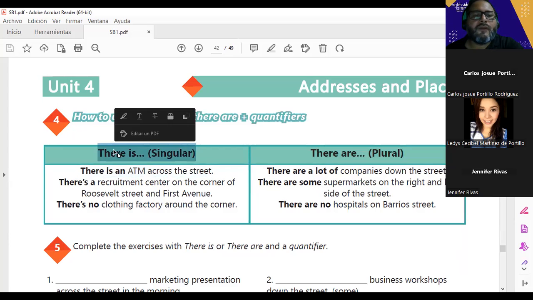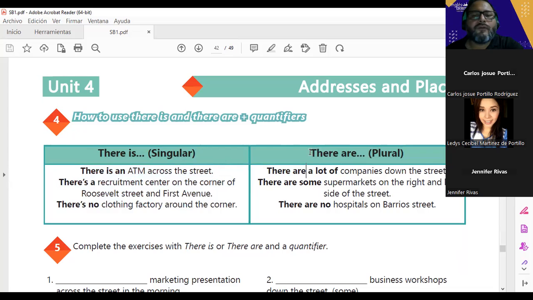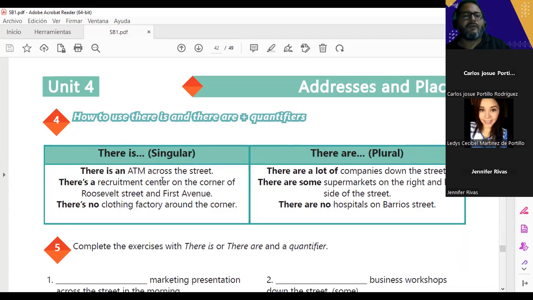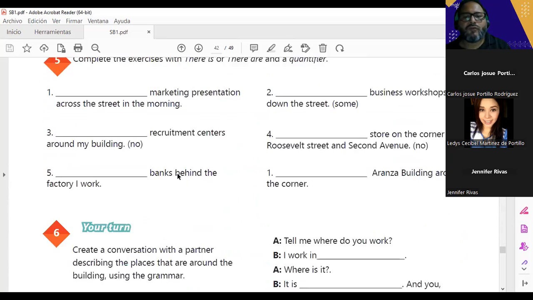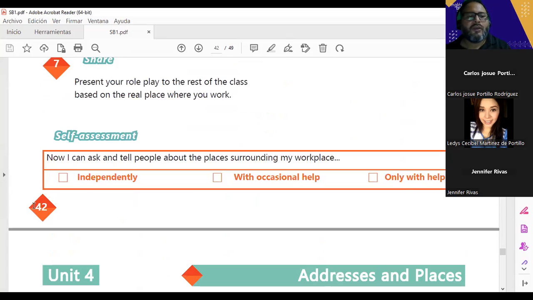There is is used with singular nouns, and there are is used with plural nouns. There is and there are. And there are some examples here. Actually, this information you can get on page 42. So if you want to start working with me at the same time, simultaneously.